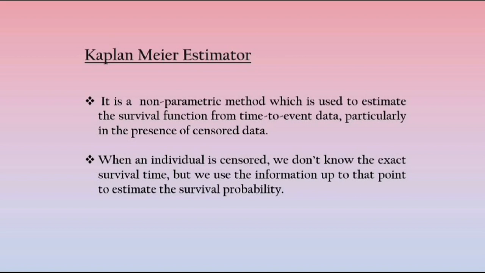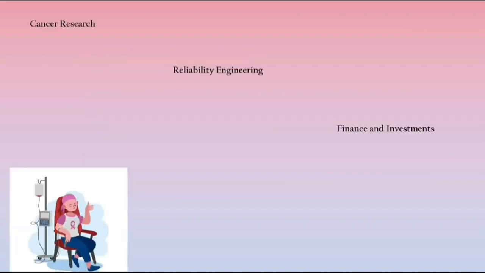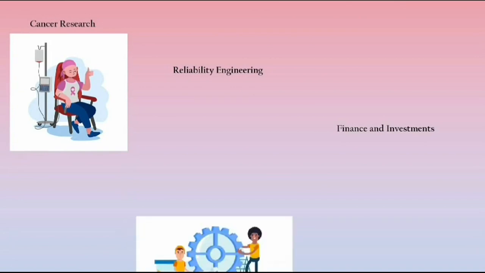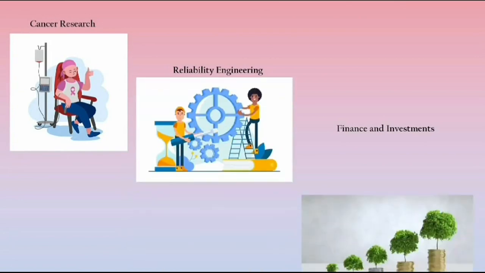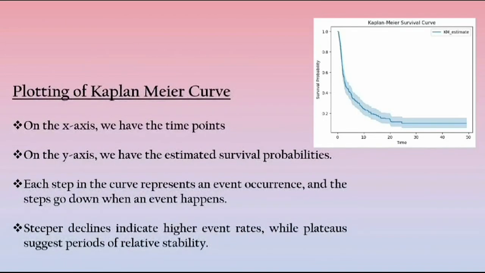Kaplan-Meier isn't just theoretical. It is used in so many fields like cancer research, reliability engineering, finance and investments, and many more. For a Kaplan-Meier curve, on the x-axis we have the time points, while on the y-axis we have the estimated survival probabilities. Each step in the curve represents an event occurrence, and the steps go down when an event happens. Steeper decline indicates higher event rates, while plateaus suggest periods of relative stability.